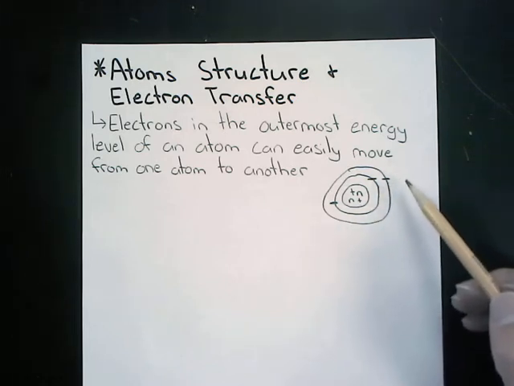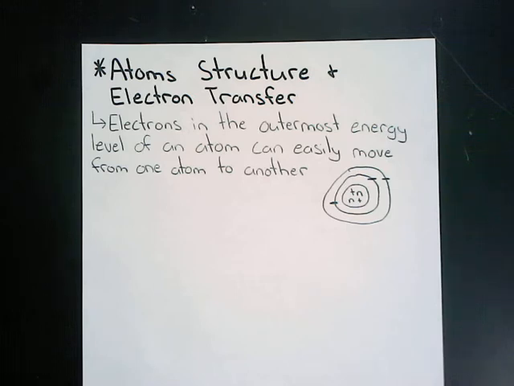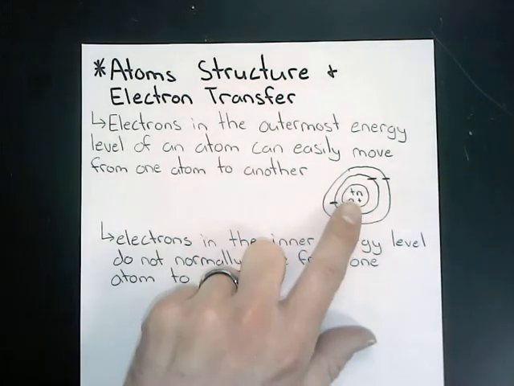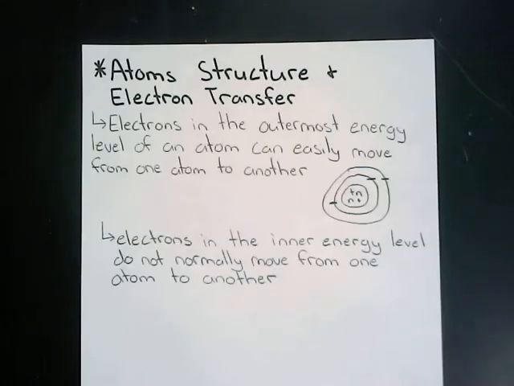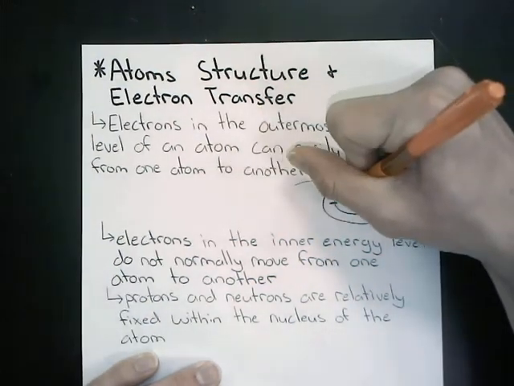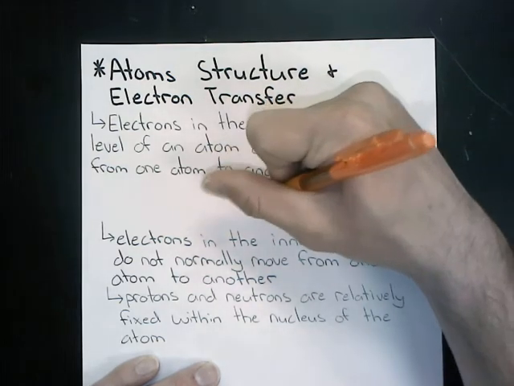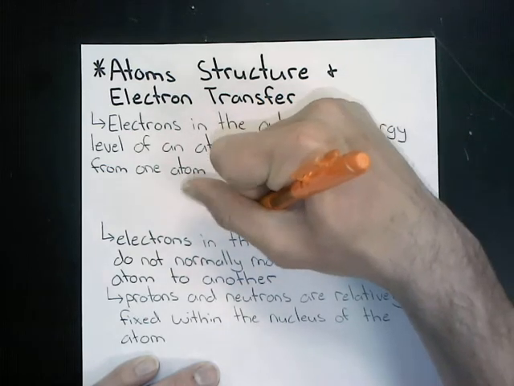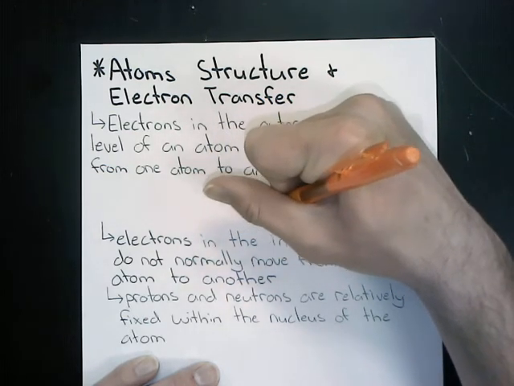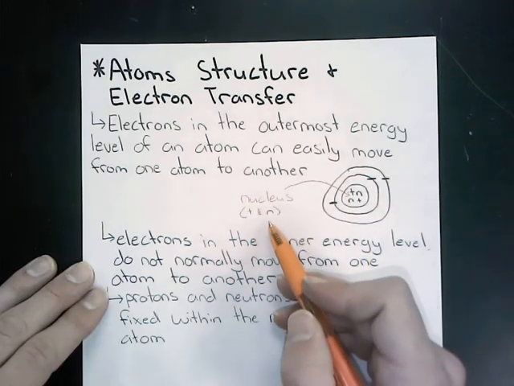Now, the electrons in the inner energy level do not normally move from one atom to another. We should also note that the protons and neutrons are in a relatively fixed position within the nucleus of the atom, and they are very rarely transferred like we talk about with electrons. Okay, so just to identify a few things here. This stuff in the center where the protons and neutrons are located is what we call the nucleus of the atom. Out here in parentheses, I'm going to put that it contains the positive protons and the neutral neutrons of our atom.